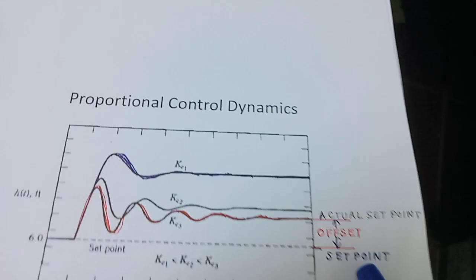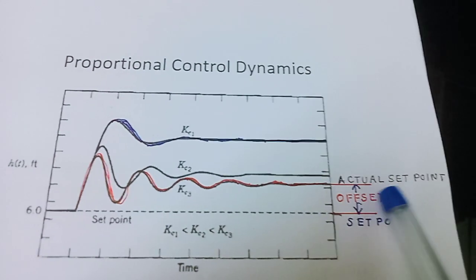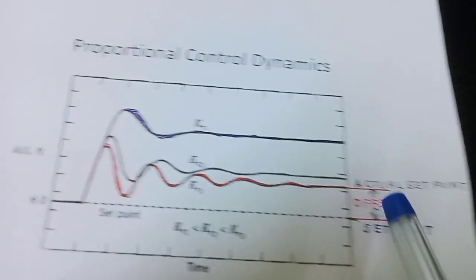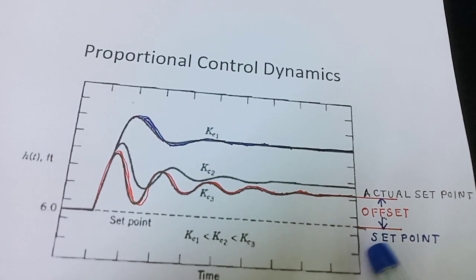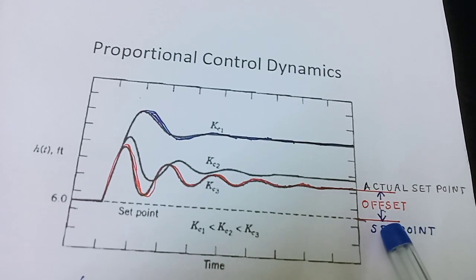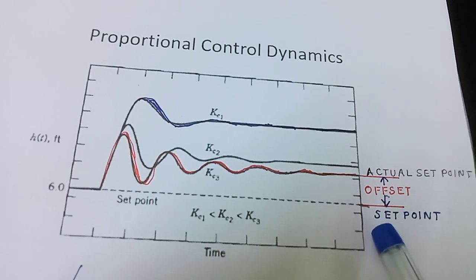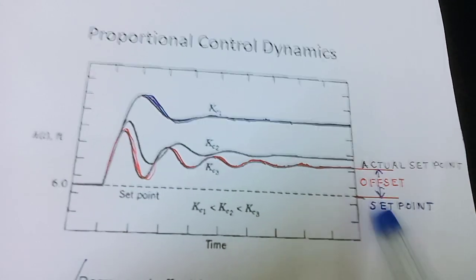So what is the main drawback of this proportional controller? This will be the actual set point. But the real set point which we have given to the controller is this value. So some offset is there. This is the main drawback of this proportional controller.